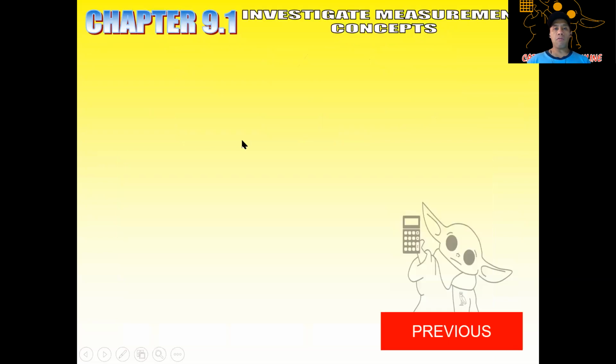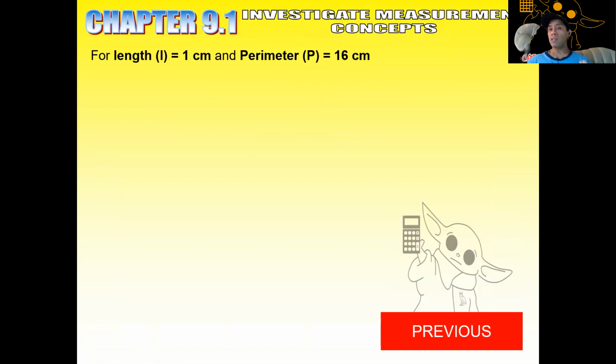For the first one, let's take a look at how we can use the perimeter as well as a length of 1 to determine the width, which we're going to discover to be 7, as we saw on the chart here. All right, so step number 1: always start off by writing down the formula. Again, the formula for the perimeter of a rectangle is 2 times length plus 2 times width, which tells us that the two lengths are the same measurement, as well as the two widths.